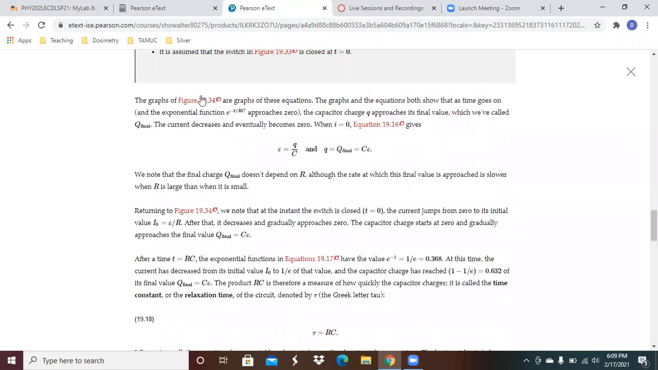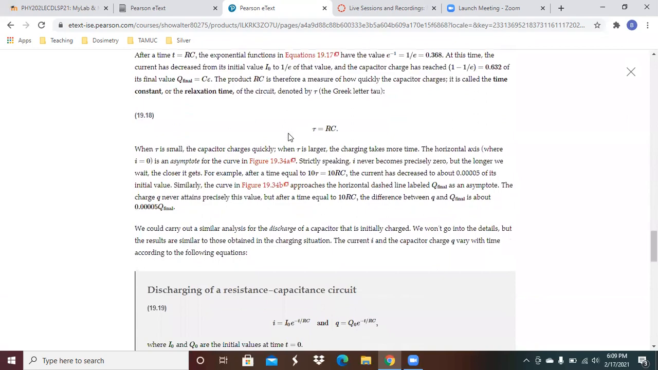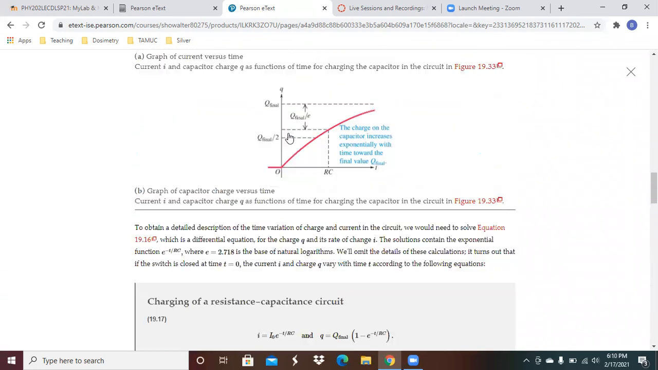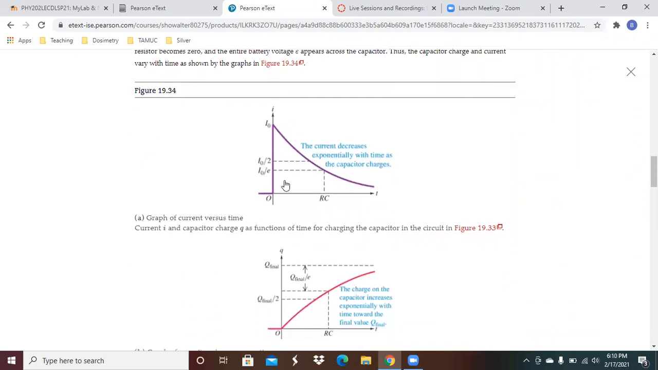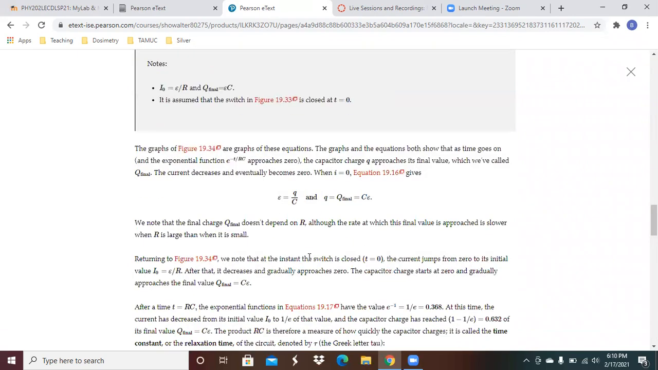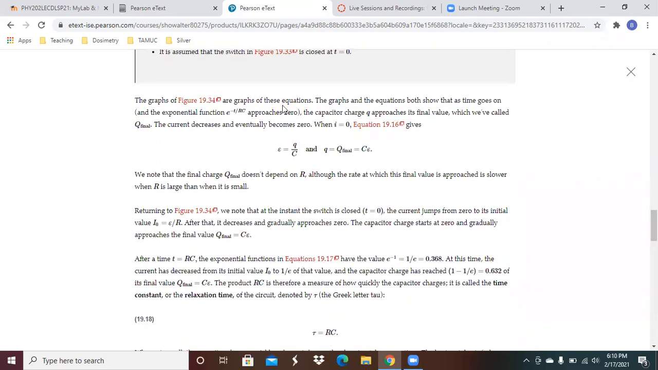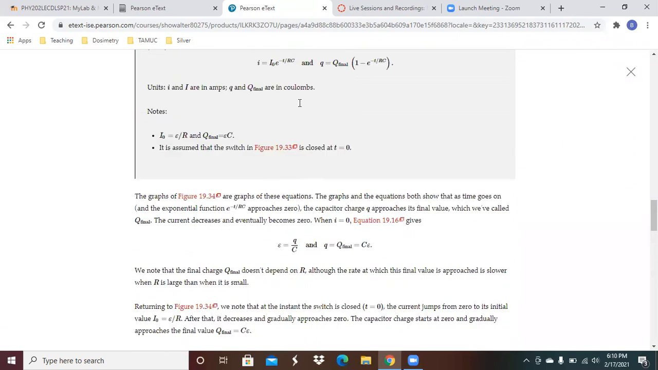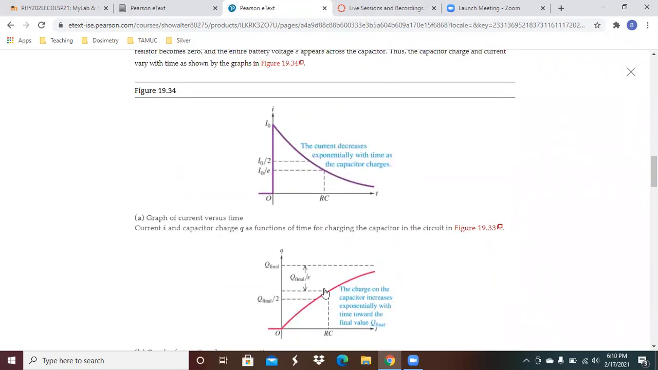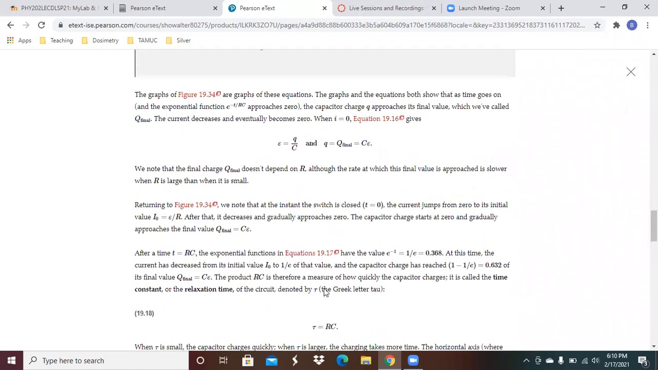So the graphs and the equations of figure 19.34, let me see if I can find those. They'll be up here. These figures right here. These equations right here are graphed here. That's the point of that.